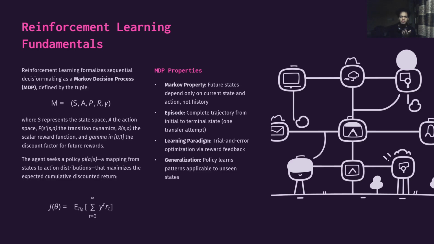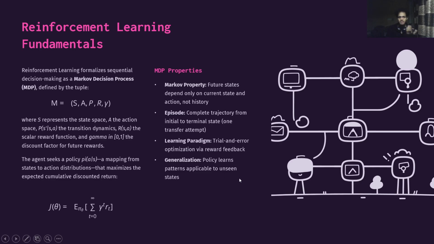And MDP properties we could see here. Markov property: future states only depend on the current state and action, not history, that is, the immediate state and action. And then episode. One episode could be said as one particular simulation. Let's assume a mop trying to clean the floor, and it's using RL. So one session of cleaning could be said as an episode. And each episode will have multiple steps. That is, it's basically the steps the model takes.